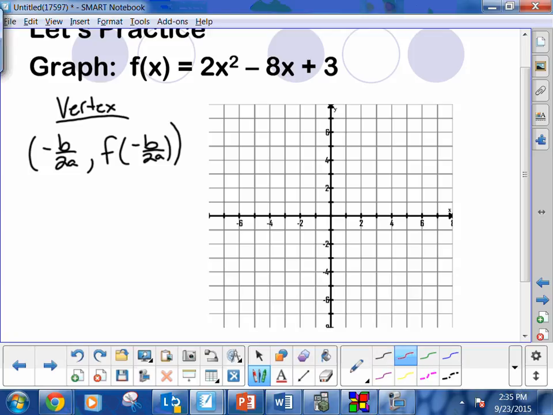So let's go ahead and identify our vertex. Now I'm going to make A, B, and C up here. Can everybody identify B? Okay, so I'm going to do the opposite of it. So if you follow along, I will come up with a positive 8.